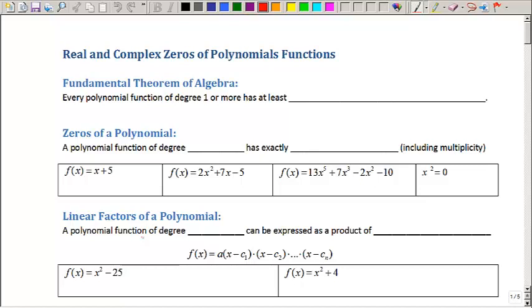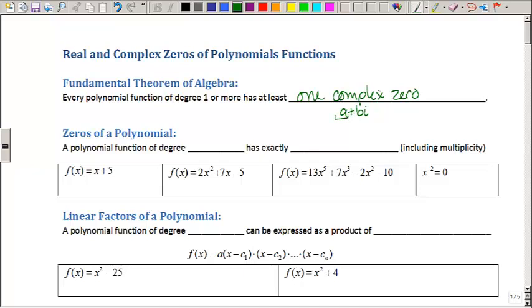We will be graphing polynomial functions and finding their zeros, but we're going to be doing it where it's hard to factor. To begin the lesson, we're going to be looking at some theorems and definitions before we get into the solving and graphing. The first theorem we would like to look at is the fundamental theorem of algebra, which says every polynomial function of degree 1 or more has at least one complex zero.